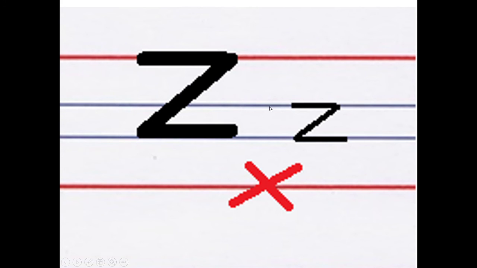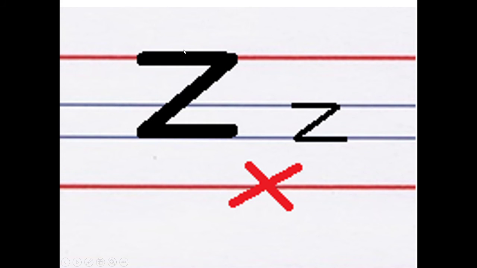Now, how do we write the letter Z? Both Z capital and Z small are identical. They look the same. The only difference is their size. Z capital is very big. Z small is so small. Z capital comes between the first and the third line. Z small comes between the second and the third line. Neither Z capital nor Z small reaches the fourth line.